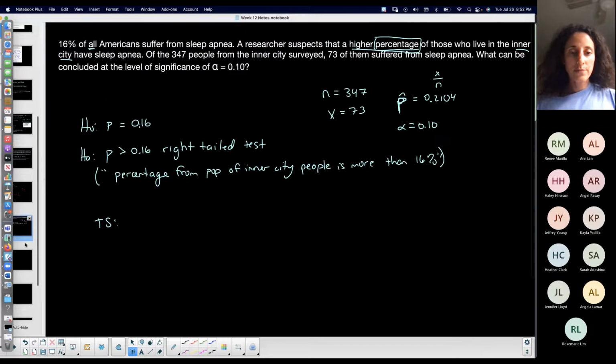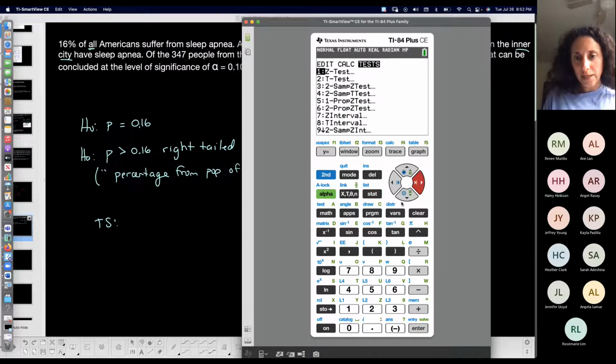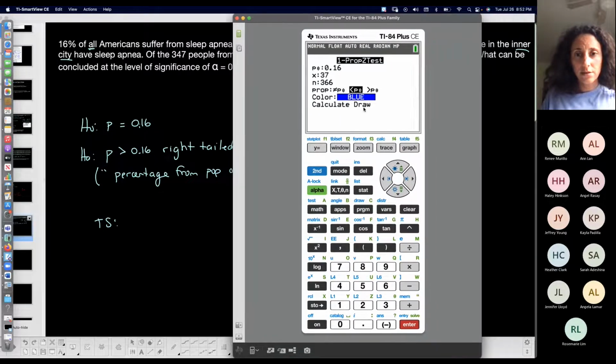So let's go back here. Let's go to my calculator. And I want 1 prop z test. So everything with test goes stat, scroll over to test. 1 prop z test for me is number 5. And then, all right, cool. So now I'm here. What's the P0 thing? .16. Yep. And where do I get that from?